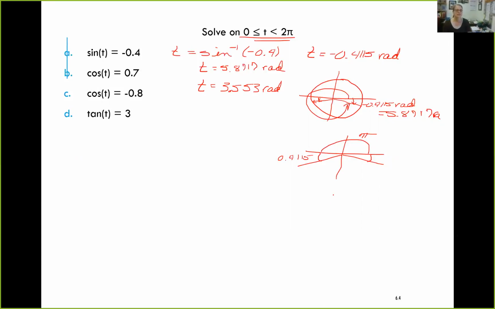I'm going to leave the rest of these for your consideration. There are examples just like this in your textbook, so open up your text and take a look at these.